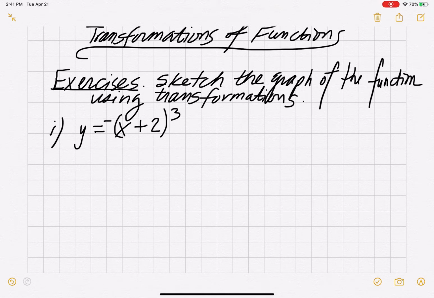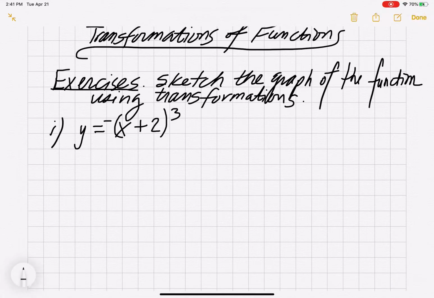So we want to conclude our examples of transformations of functions with one more video. We want to do a couple more examples at least. Let's sketch the graph of the function using transformation. So here's our function, y equals minus, in parentheses, x plus 2, and then all that's cubed.